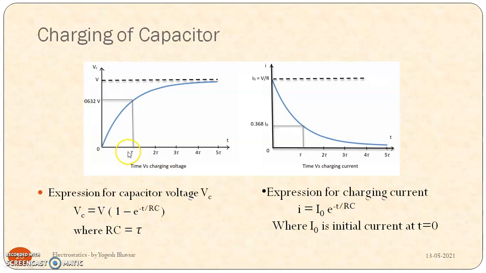Now let us put t equal to tau. RC is already tau, and we are going to put t equal to tau. So minus tau by tau will be minus 1, so e raised to minus 1. So there will be some finite value. So 1 minus that value, when we calculate, becomes 0.637. So at t equal to tau, we will get the value of 0.637. Right. Next put t equal to twice tau.